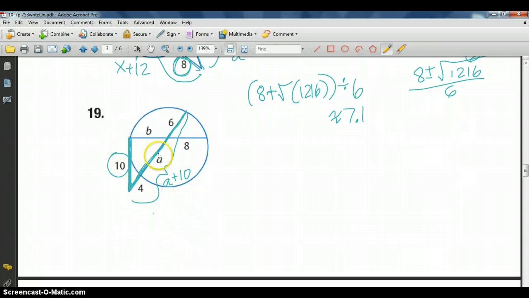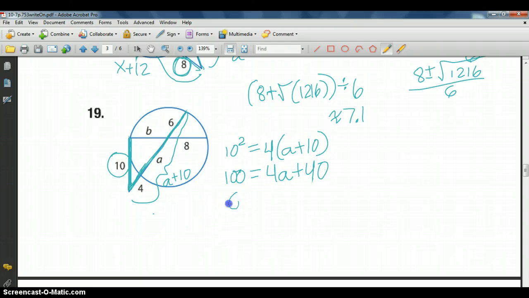So now we want to set up our equation from the theorem that says the tangent squared, so 10 squared, is equal to the part of the secant outside of the circle, so 4, times the entire length of the secant, so a plus 10. From here, simplify and you get 100, and distribute and you get 4a plus 40. Subtract 40 from both sides, you get 60 equals 4a. Divide both sides by 4 and you get a is equal to 15. So now that we know a, we can solve for b.